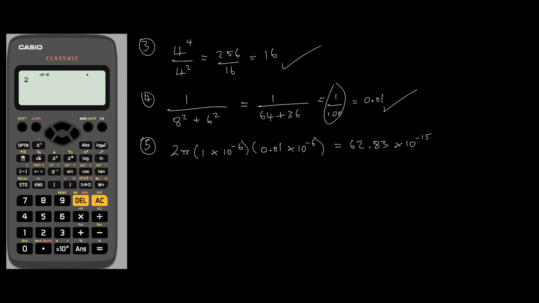Now I want 2 times the pi here. So to get pi, I'm going to hit shift. And it's in yellow there. So shift and that button. And then pi appears here.